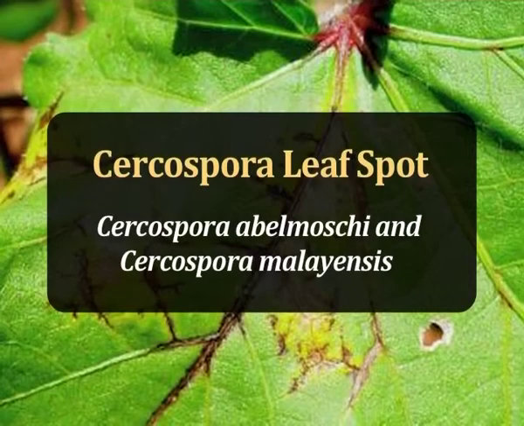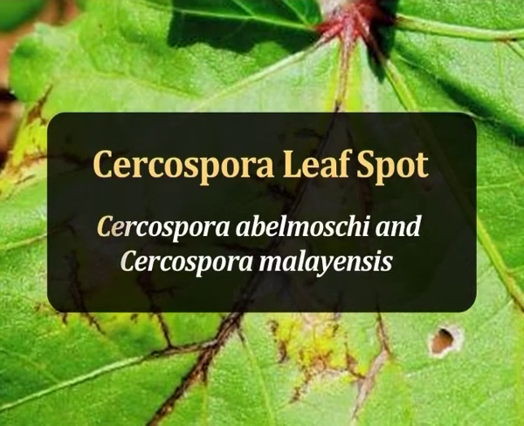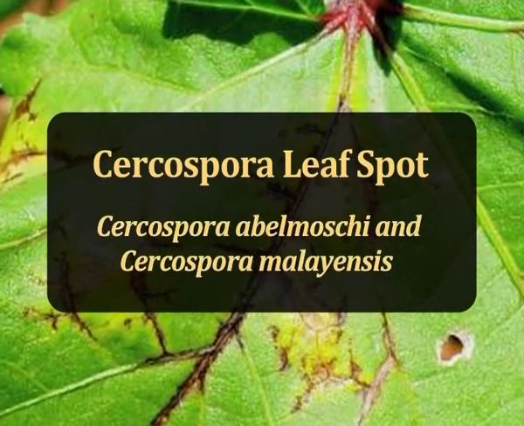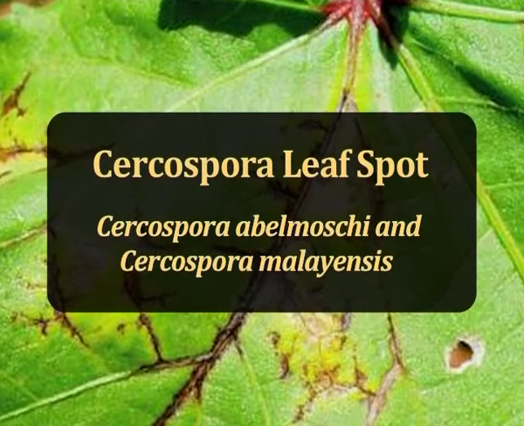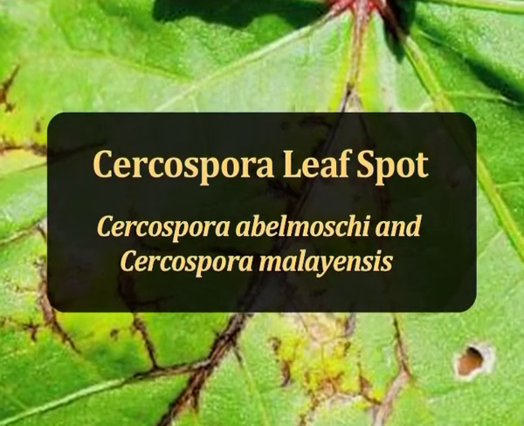Next disease is the Cercospora leaf spot. It is caused by Cercospora abelmoschi and Cercospora malayensis. Symptoms of the disease. Cercospora malayensis causes brown irregular spots and Cercospora abelmoschi causes sooty black angular spots. The affected leaves roll, wilt and fall. The disease causes severe defoliation during humid seasons.